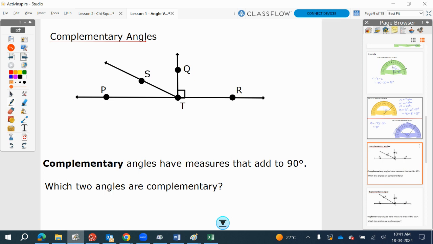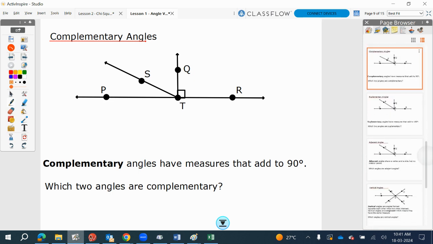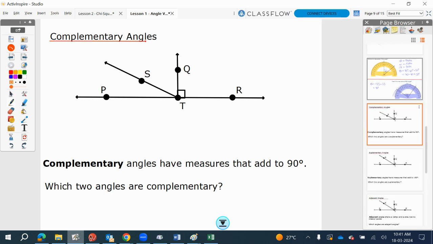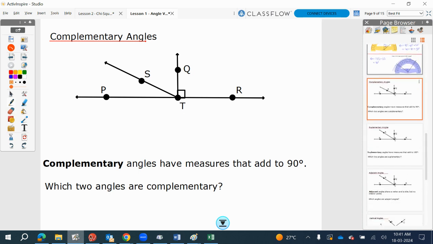Complementary. So we've got a few more bits of vocabulary. Make sure you take down the vocabulary in bold. Write this one down. Write down the definition. Complementary angles have measures that add up to 90 degrees. Write that down. Make it stand out. Complementary angles are angles that add up to 90 degrees.